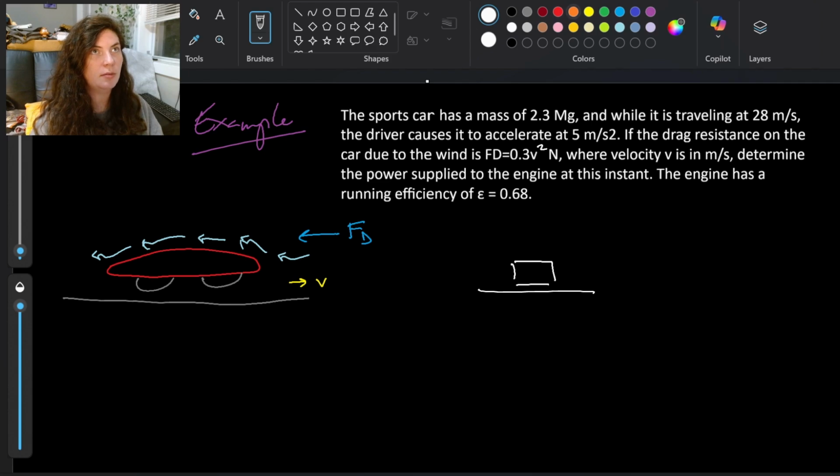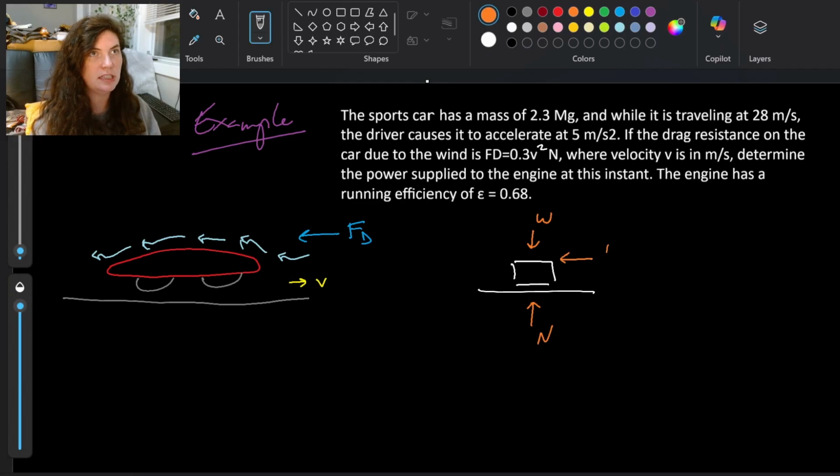And I can see that my car, of course, has a mass of 2.3 megagrams. So I know that my car has a weight. And because my car is on the road, it has that normal force from the road pushing back up on it. I can also see that drag resistance, which we can see as those little light blue lines going over the car. That wind due to drag resistance they give us is Fd is 0.3 v squared newtons.